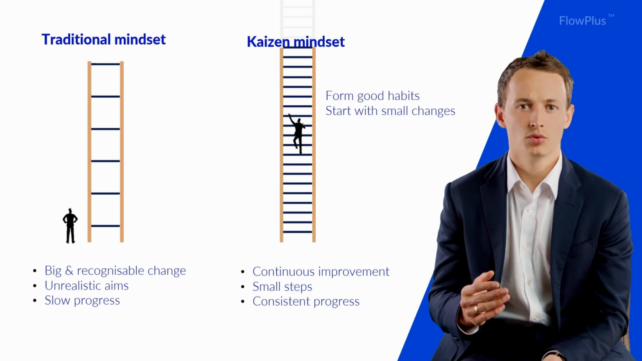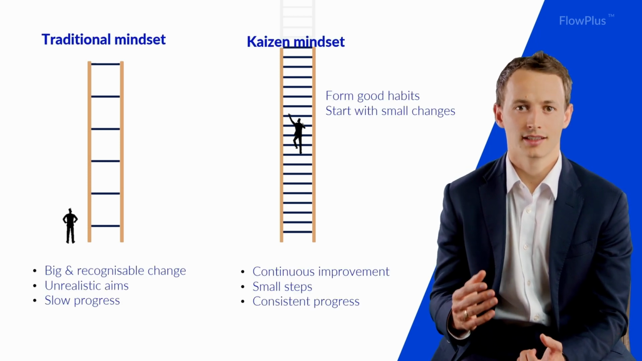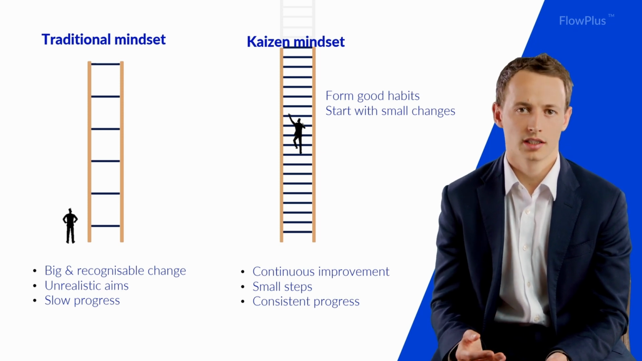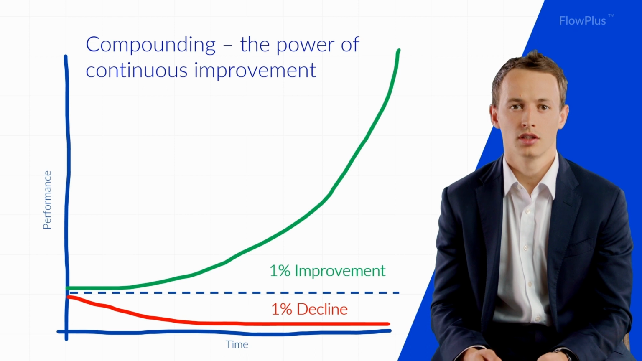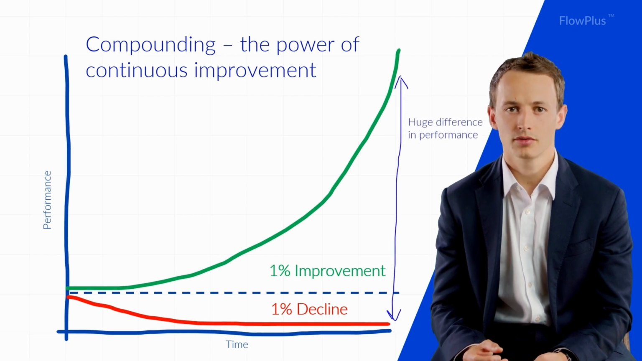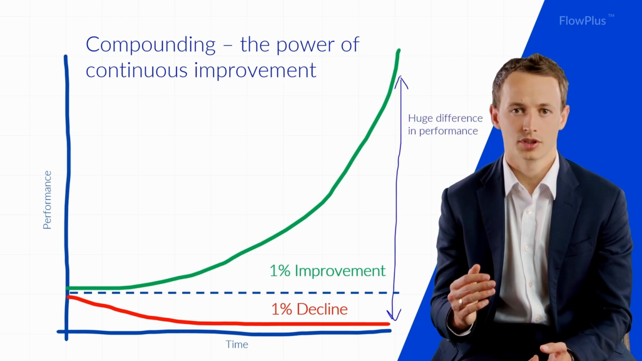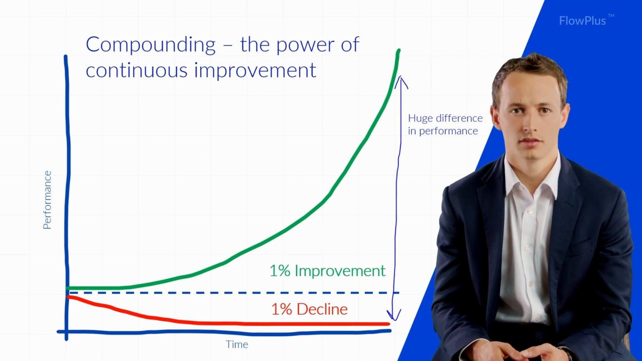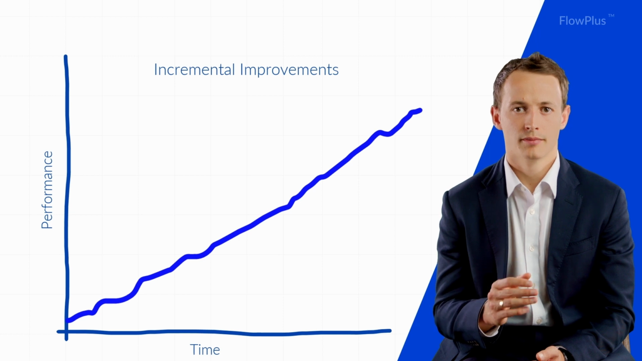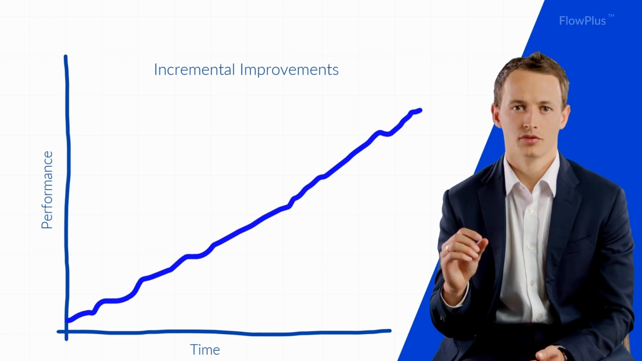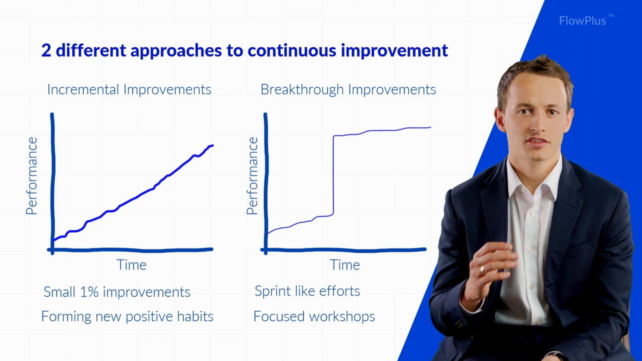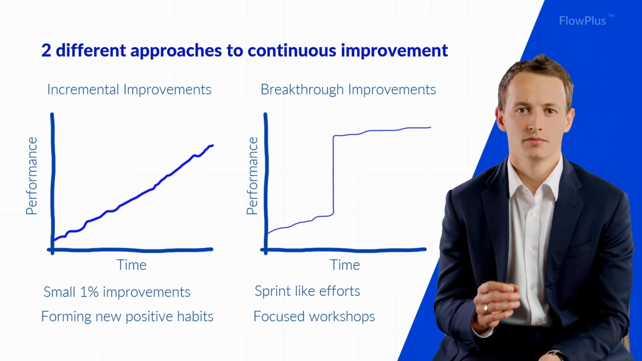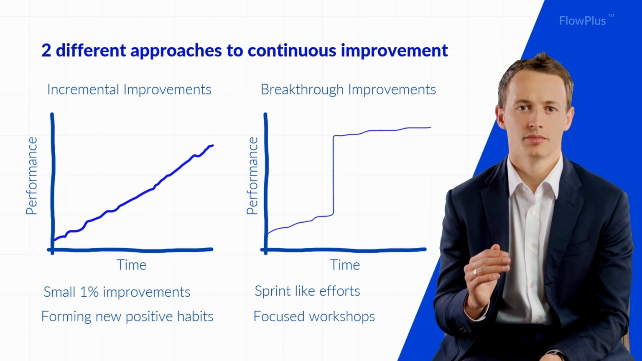The idea of small improvements accumulating to get significant results can be explained through the phenomena of compounding. As time goes on, these small improvements compound, and you find a very big gap between the companies that have improved 1% per day and the ones that haven't. Incremental improvements are made by these small 1% improvements. Breakthrough improvements are sprint-like efforts that have a focused objective in mind. These improvements expect a step change in performance.